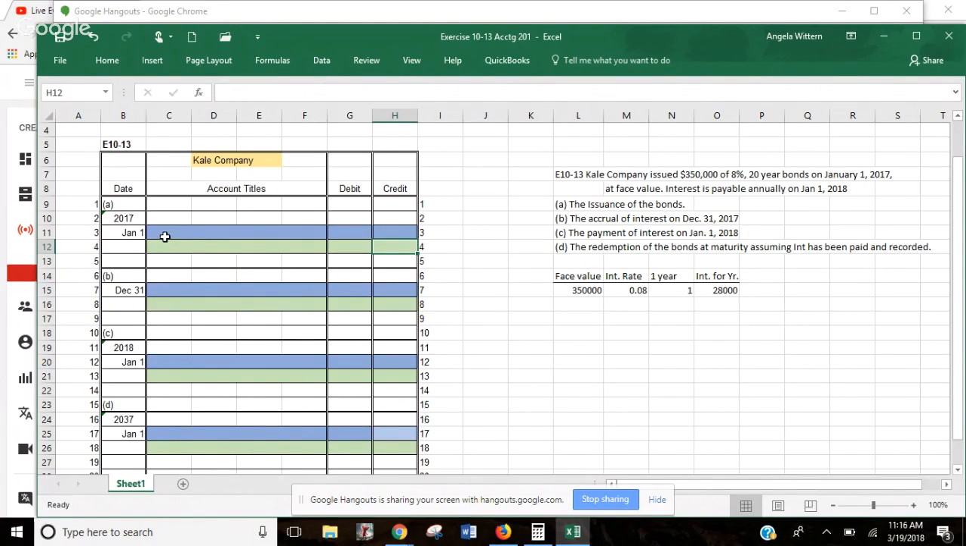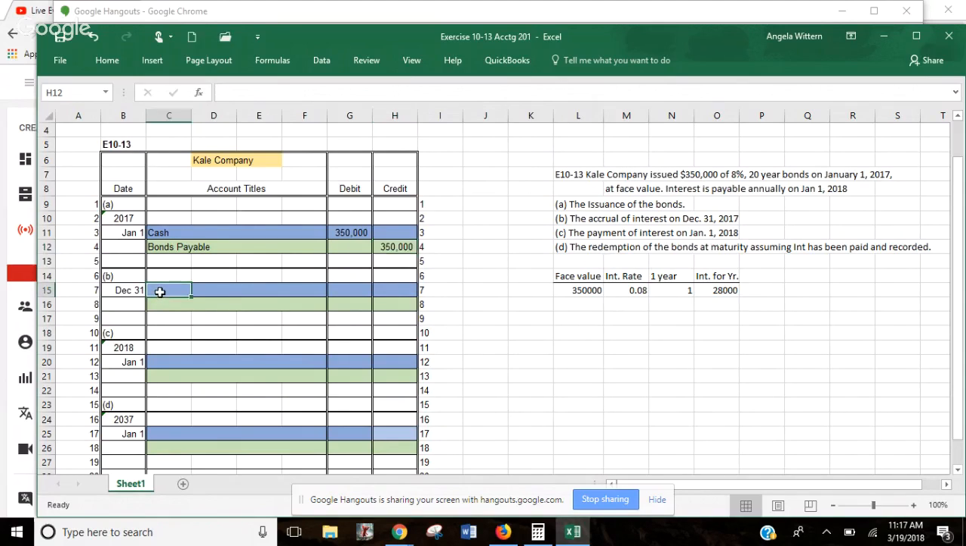We will start first when we issue bonds. That means the company will be receiving cash for the amount of the bond at face value, $350,000. To balance this account out, we will credit or increase our bonds payable account by the same amount, $350,000. Got the right amount of zeros. Okay, so we issued our bonds on January 1st, 2017.